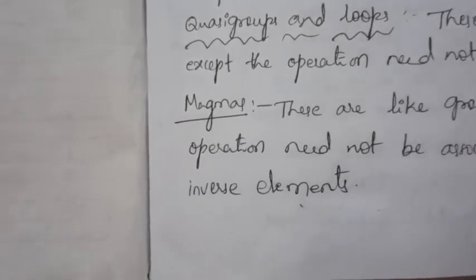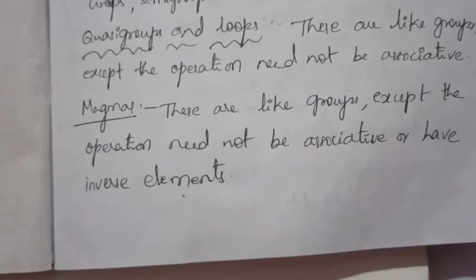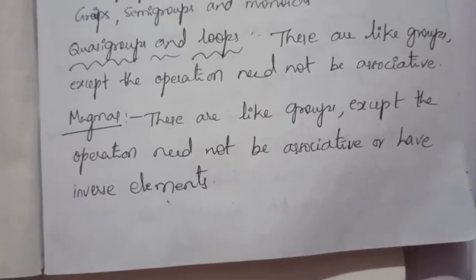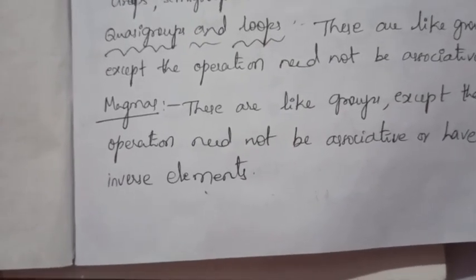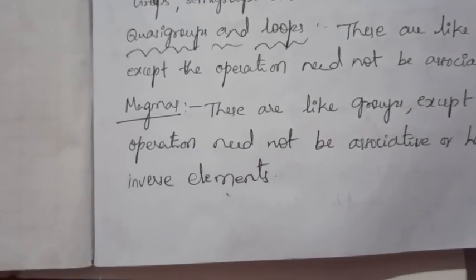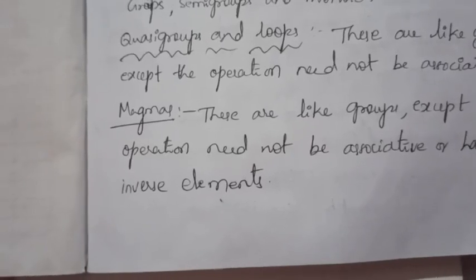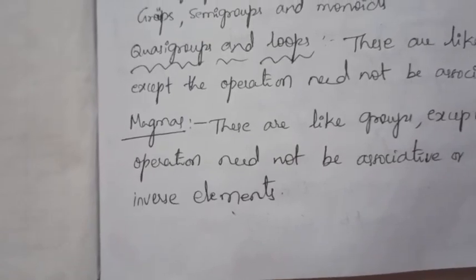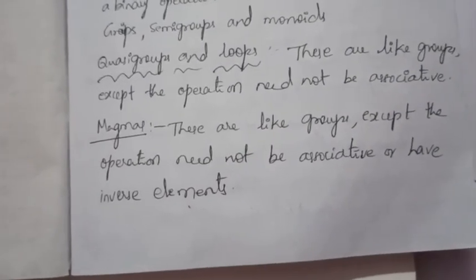And while coming to magmas, these are like groups only, except the operation need not be associative or have an inverse element. Associativity not satisfied, or maybe the inverse element is not there. That comes under magmas. So these are the special kinds of groups.